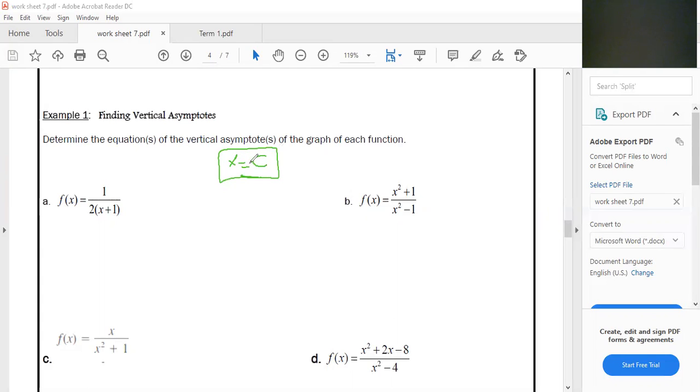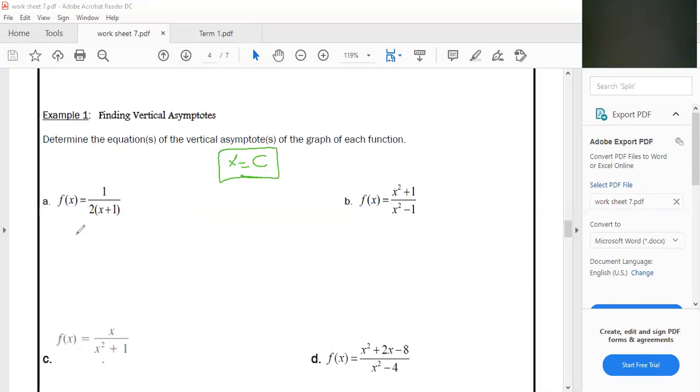How do we get this equation? It means the values of x which make the denominator 0 after we simplify the function. I have to make sure the function is in the simplest form before finding the vertical asymptote. Let's solve the first question. As you see, this function is in the simplest form because there is no common factor between the numerator and denominator. I can't factorize the numerator, because it is already in the simplest form, and also the denominator.